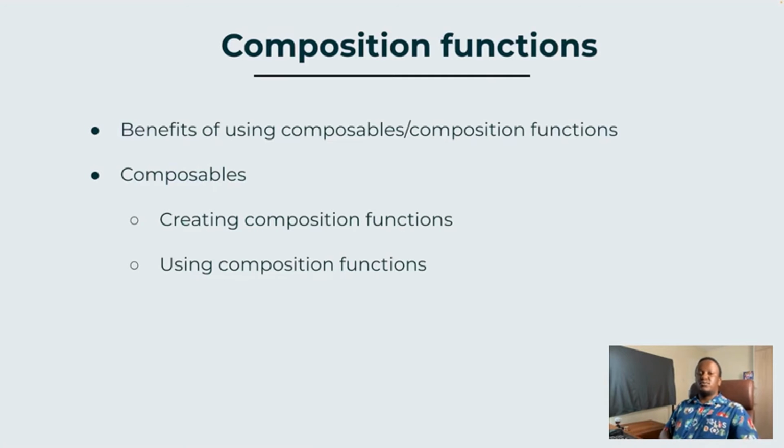So the next thing we need to talk about when it comes to the composition API is going to be composition functions or composables. That's what they're called. And what composables are is simply pieces of functionality that you want to reuse in different parts of your application.